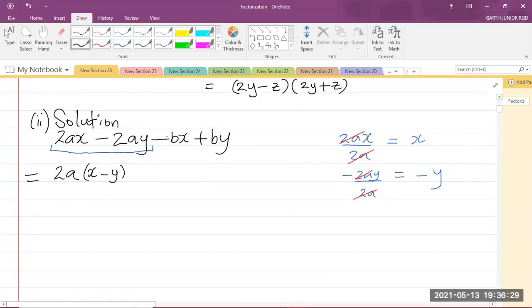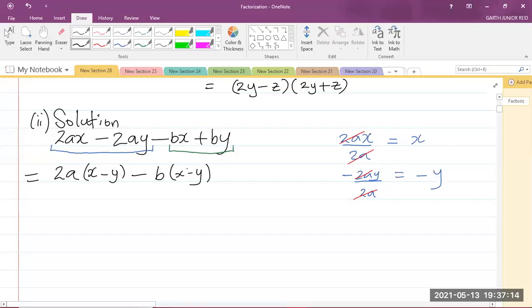Now the other term is minus. If you look in these two terms, you realize that b is a common factor in both terms. So we're going to factor out the b, and what is going to be in this bracket, which is x minus y, is also going to be in this bracket, which is x minus y, okay?